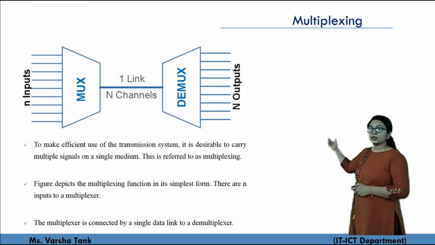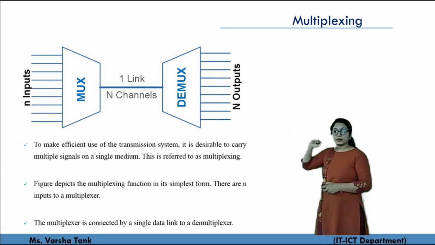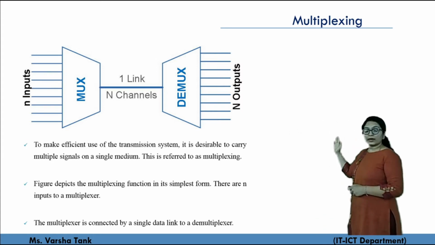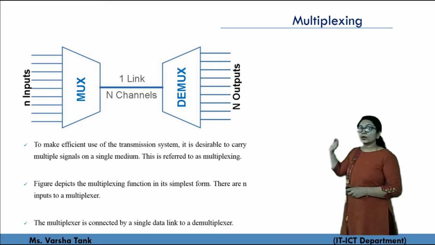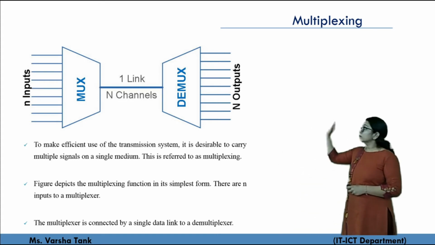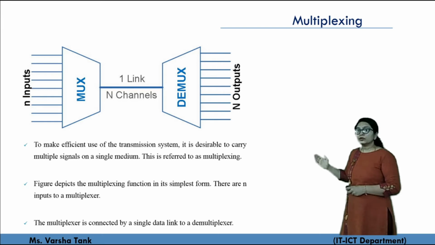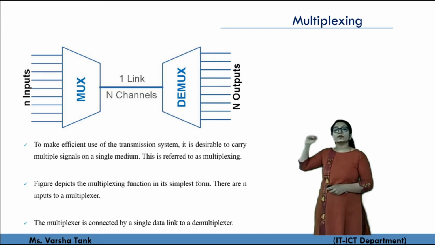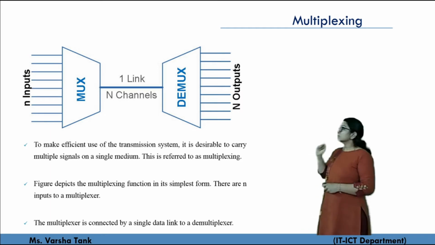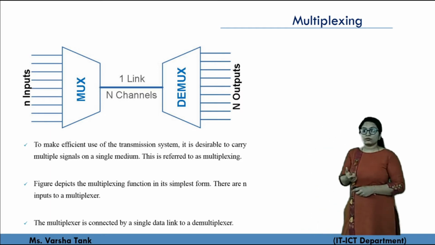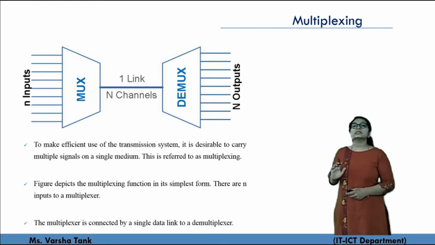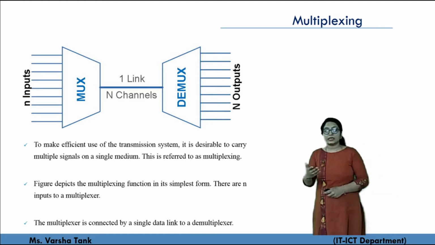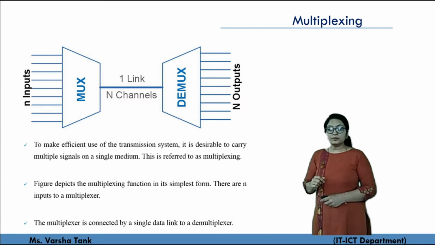Here you can see the figure of multiplexing. There are a number of inputs and a number of outputs. Suppose there are 10 inputs, in the same way we have 10 outputs, but the 10 inputs will travel over a single channel, a single communication way. So that is one signal. How we can multiplex the signal, we will see in detail in a CDMA example.